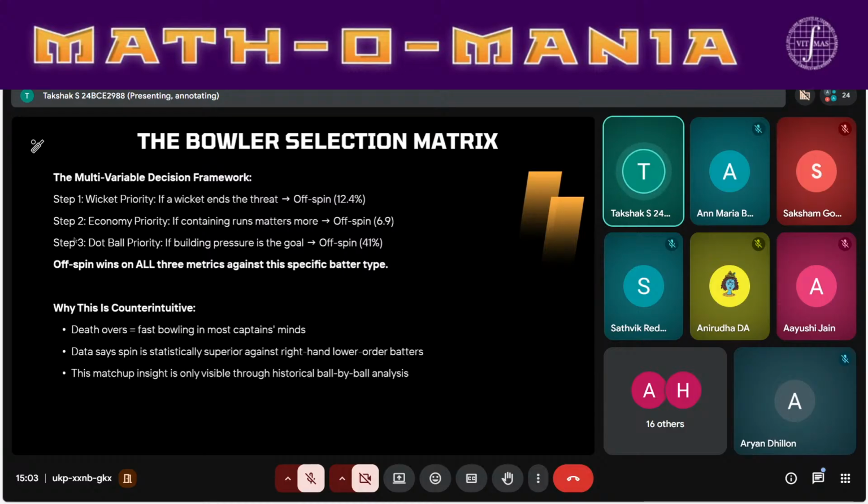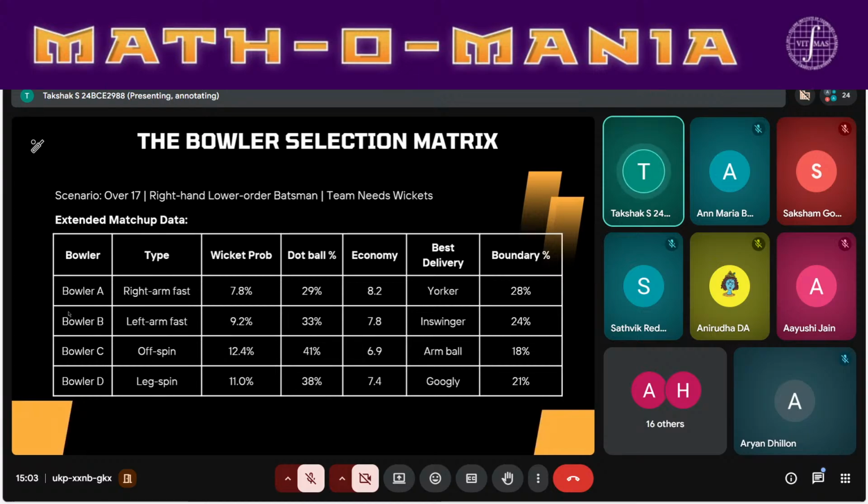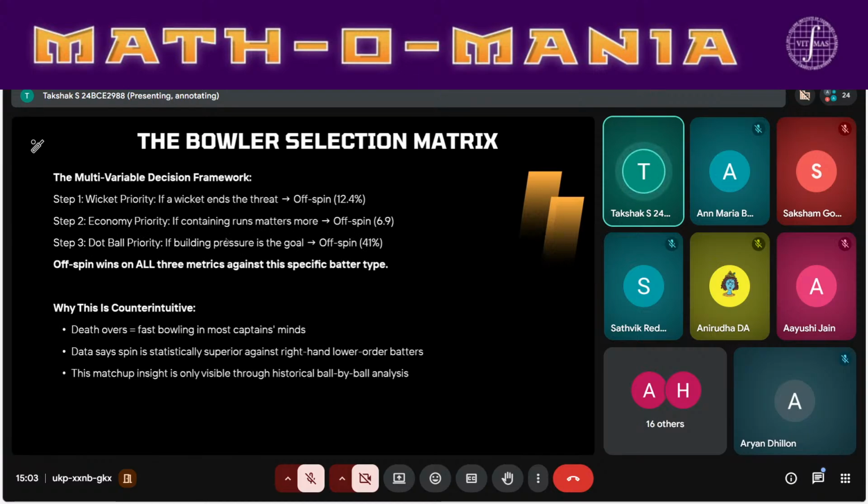And then step two, economy priority. You need to contain runs regardless of whether you take a wicket, because every run the opposition scores changes the required run rate for your team. Which bowler has the lowest economy rate here? It's still bowler C. He has the lowest economy, 6.9.